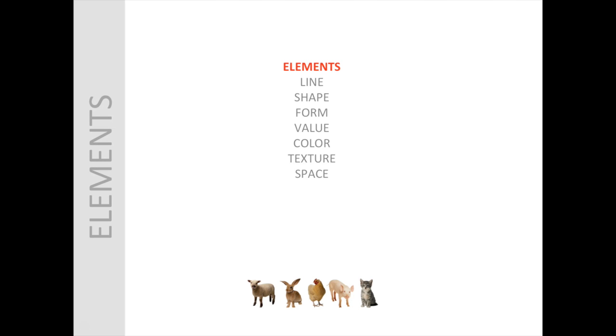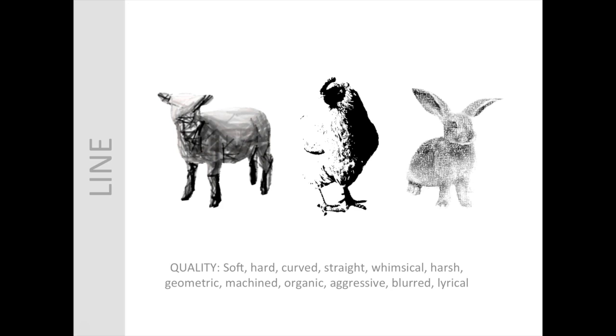The elements of design, line, shape, form, value, color, texture, and allusion to or actual space, are the building blocks of how we talk about anything in visual terms.